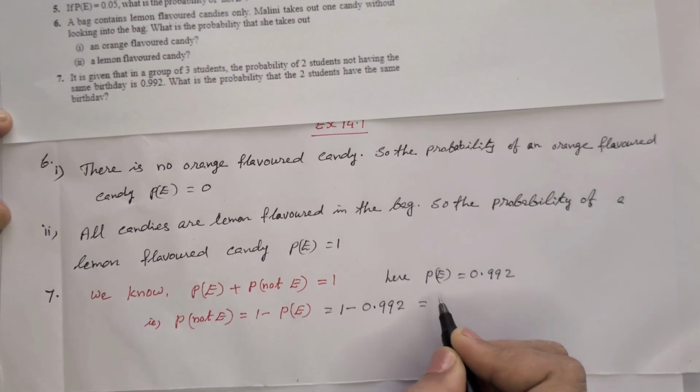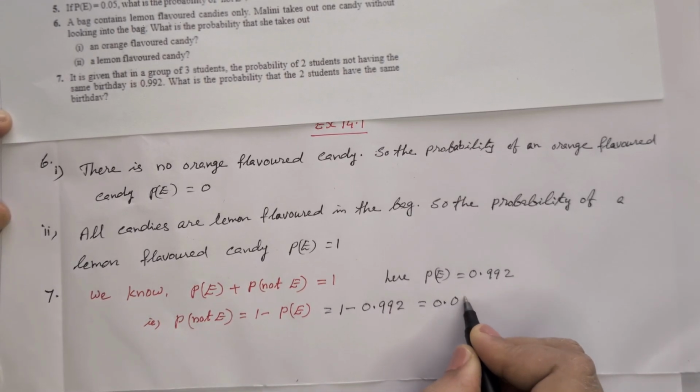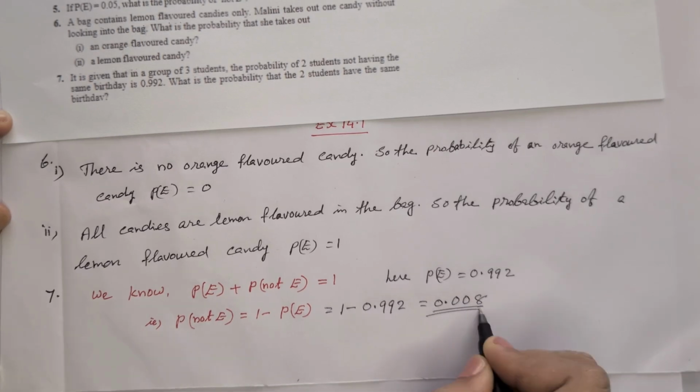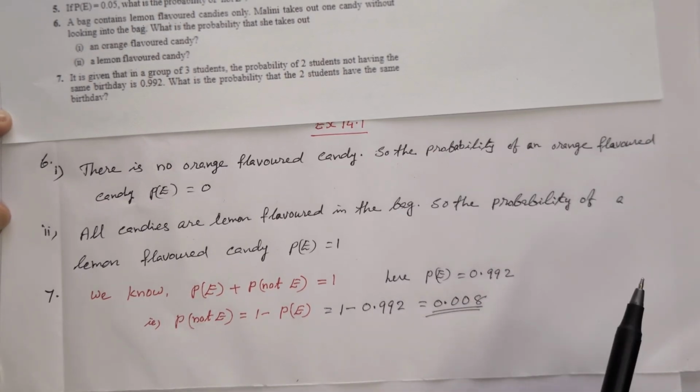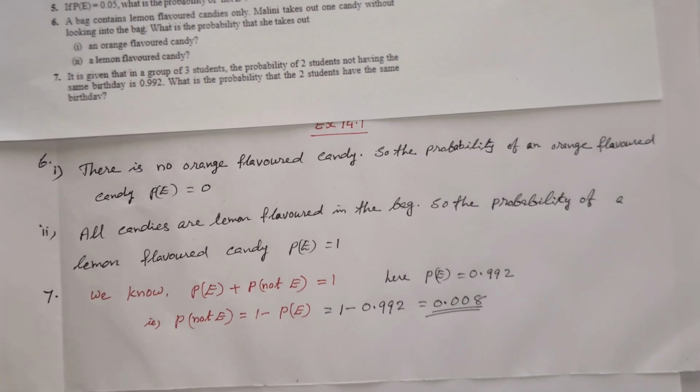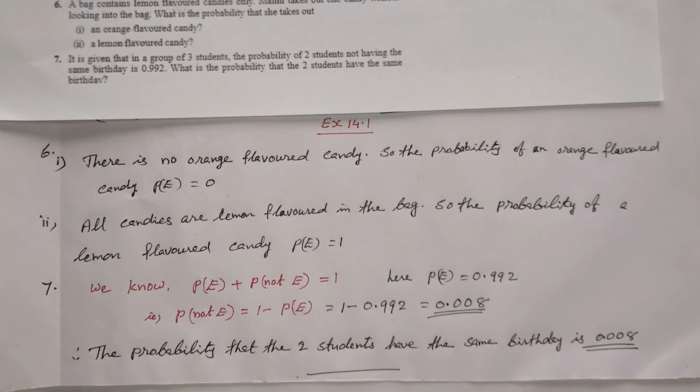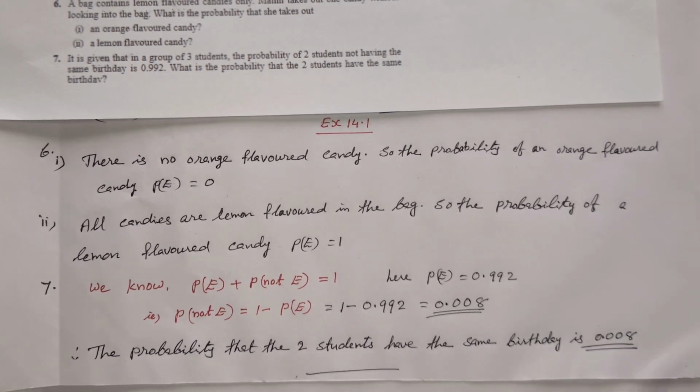0.992, which is equal to 0.008. So that is the probability that the 2 students have the same birthday. Therefore, the probability that the 2 students have the same birthday is 0.008.